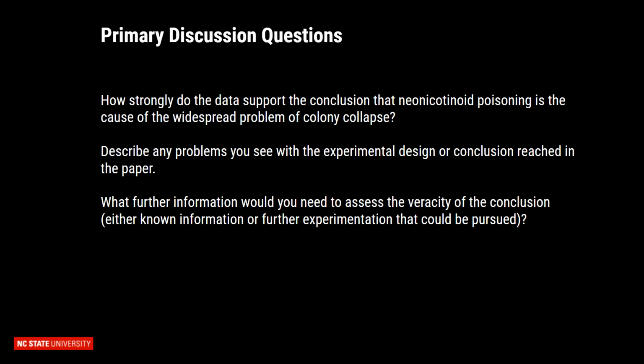Though this may be a more complex example, the students will respond to, in essence, the same 3 questions as the simplified examples. How strongly do the data support the conclusion that neonicotinoid poisoning is the cause of the widespread problem of colony collapse? Describe any problems you see with the experimental design or the conclusion reached in the paper. And what further information would you need to assess the veracity of the conclusion, either known information or further experimentation that could be pursued?